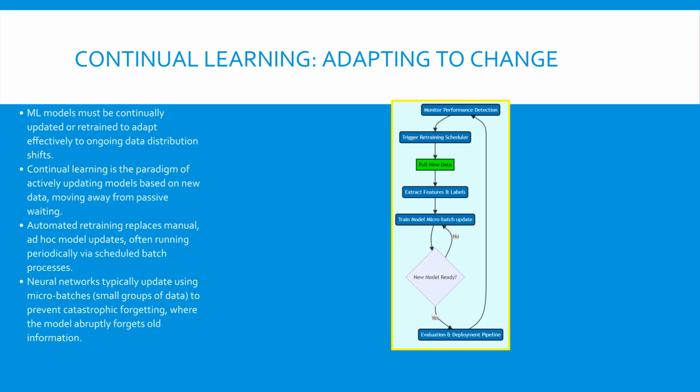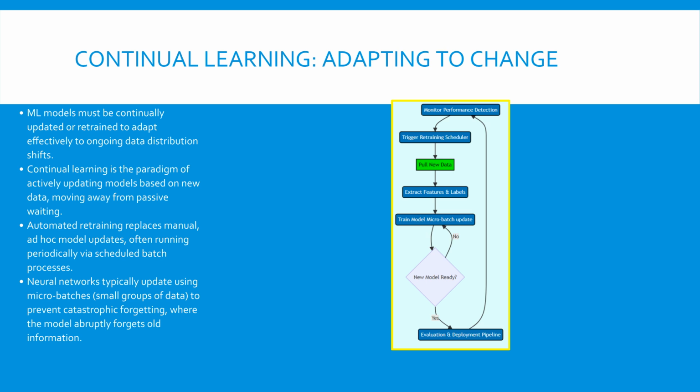If we are using complex models like neural networks, we must be careful not to update the model with every single data point, as this can cause catastrophic forgetting, where the network abruptly forgets old, previously learned information. Instead, updates are performed in microbatches, small, optimized groups of data points, ensuring stability and performance.